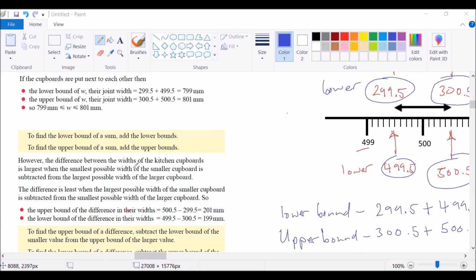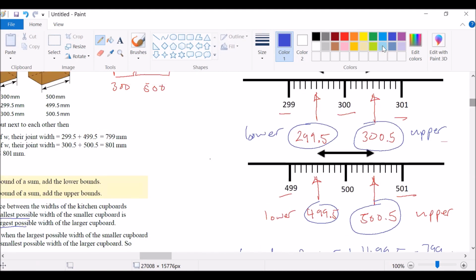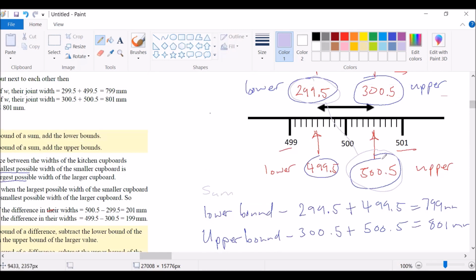However, the difference between the widths of the kitchen cupboards is largest when the smallest possible width of the smaller cupboard is subtracted from the largest possible width of the larger cupboard. What do we mean? We will get a maximum difference if we subtract this width from that width. That's when we'll get the maximum difference. For the difference, we say maximum of the larger cupboard minus minimum of the smaller cupboard.